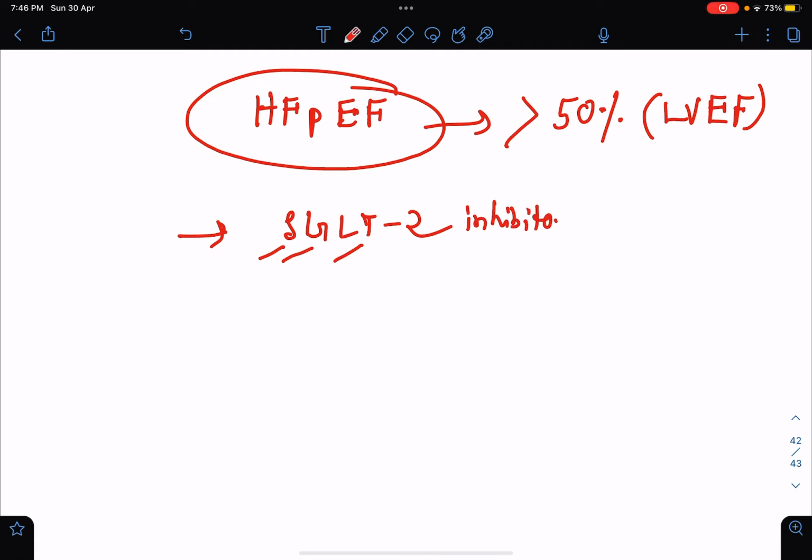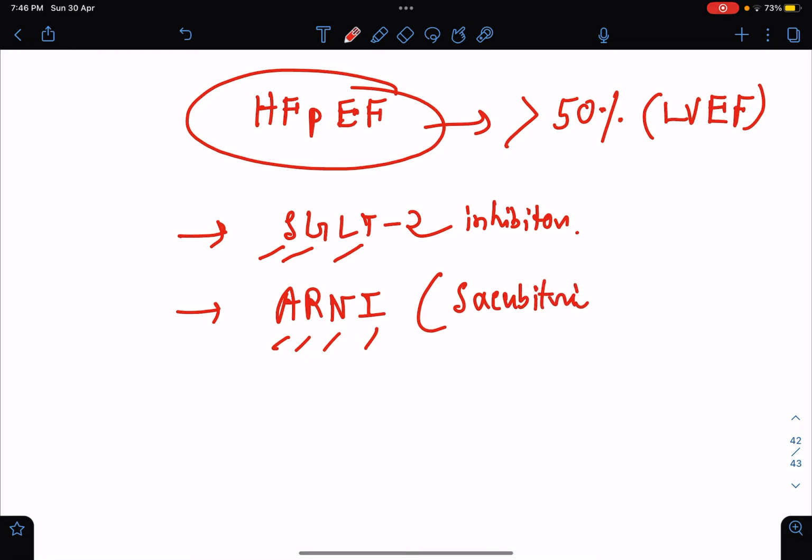Okay, and the next thing we should be using is ARNI. ARNI I have already talked about. ARNI means angiotensin receptor neprilysin inhibitor. That is the combination of sacubitril and valsartan. Sacubitril is the neprilysin inhibitor and valsartan is the ARB. Okay, so sacubitril valsartan fixed dose combination to be used.